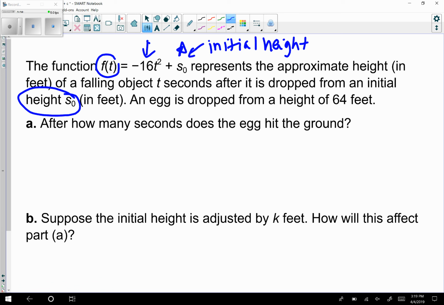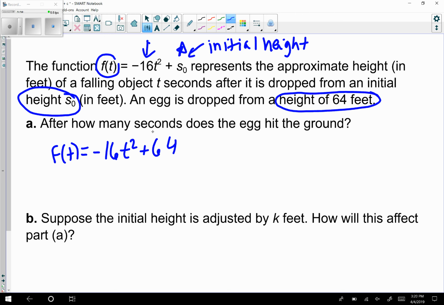So then part A says, I've got to finish the word problem. An egg is dropped from a height of 64 feet. Okay, so I think our first step in this is to just go ahead and substitute this s sub 0 with a height of 64. Okay, so that's going to be first and foremost. Now, part A, after how many seconds does the egg hit the ground?